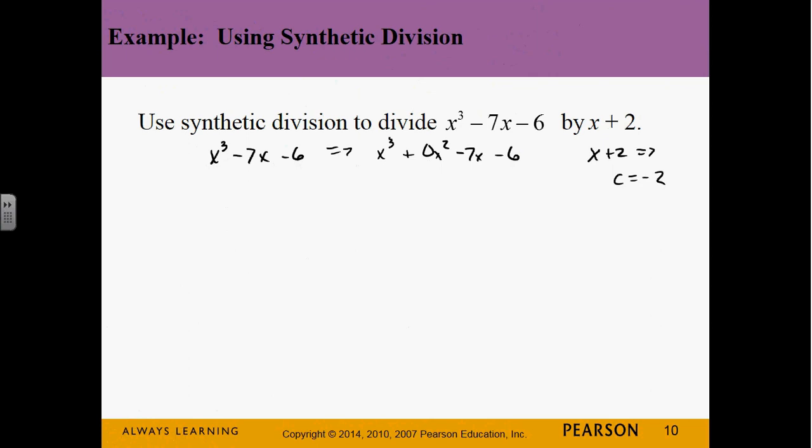So this is how we do synthetic division. We're going to write our c. We're going to put an upside down house that's a little bigger than our c because we want to give us some room. And then we're going to write the coefficients of our polynomial. So we're going to write 1, 0, negative 7, and negative 6. And notice that I left space down here, because I'm going to write stuff down there. So let's make sure we have enough room to write stuff down there. So step one is to bring down the first term.